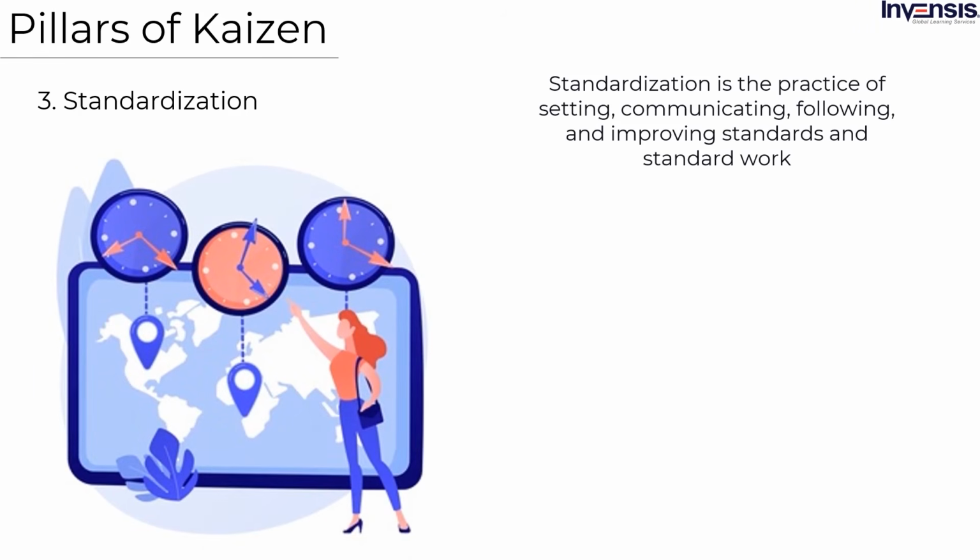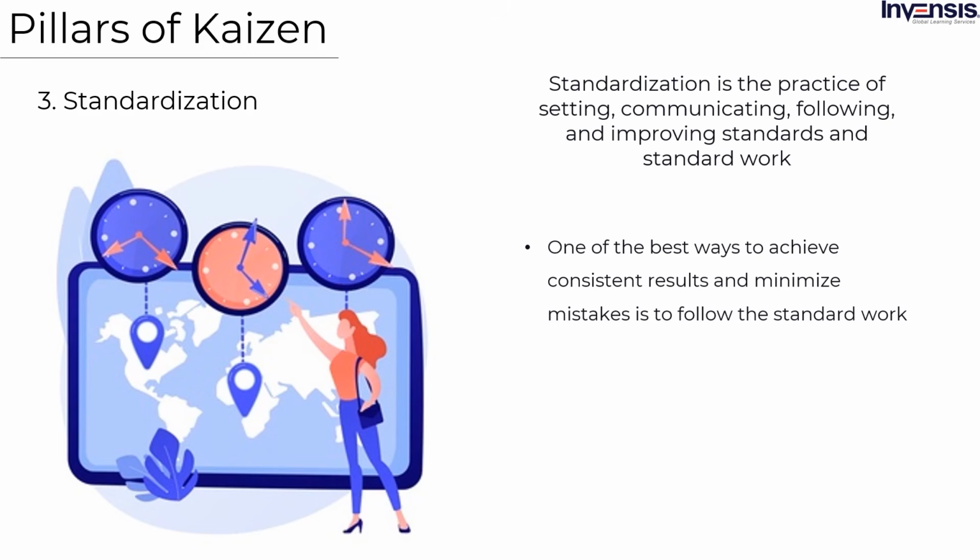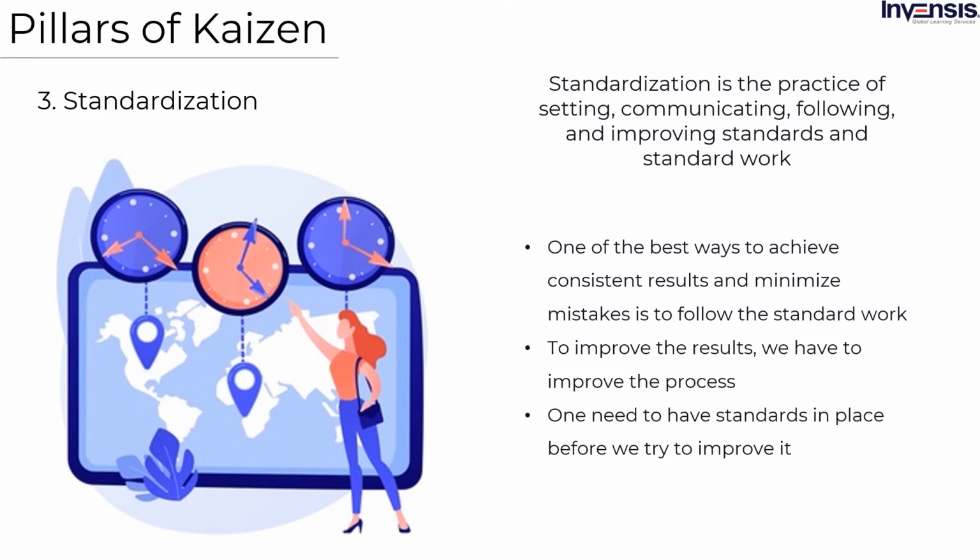Standard work leads you to the safest, highest quality tasks. Similarly, standardization is the practice of setting, communicating, following, and improving standards in standard work. One of the best ways to achieve consistent results and minimize mistakes is to follow the standard work. To improve the results, we have to improve the process. But we need to have standards in place before we try to improve it. That is why standardization is one of the earlier steps.